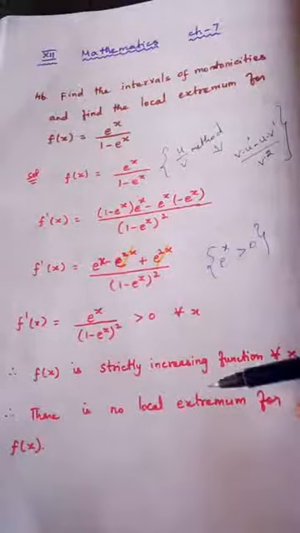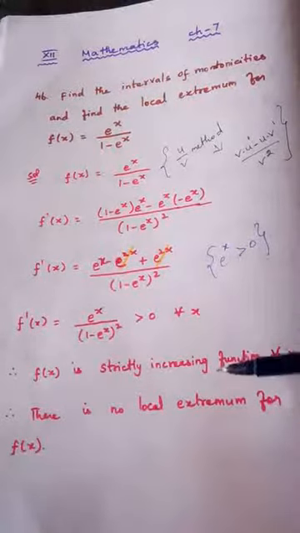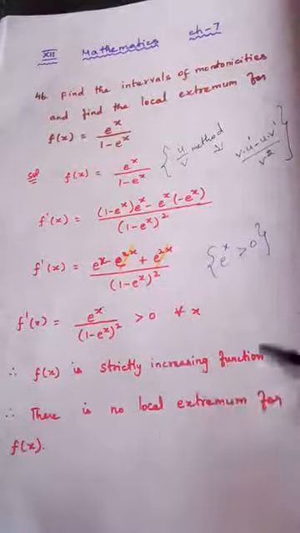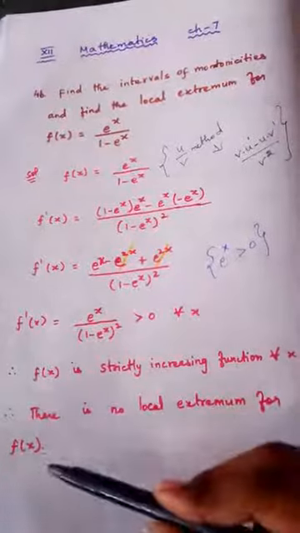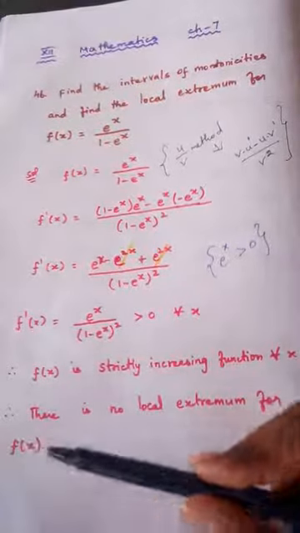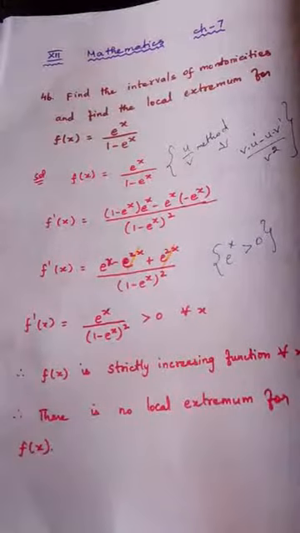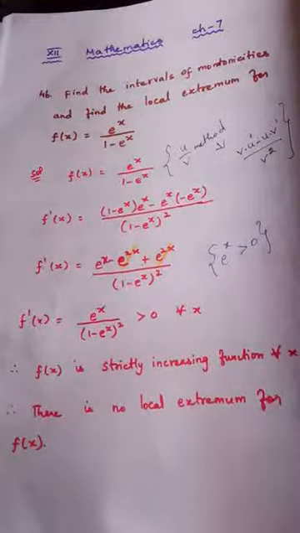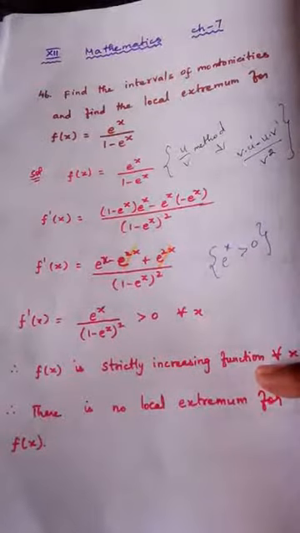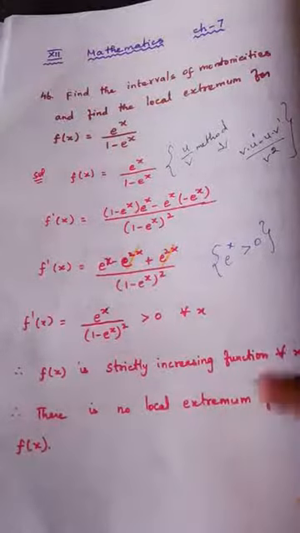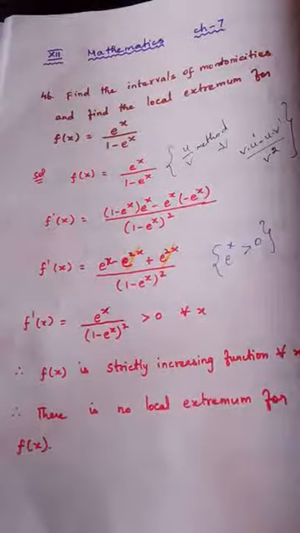If at all it decreases at some interval, then we can find local extremum. Since it is only increasing, we cannot find local extremum for the given function f of x, because local maximum and local minimum come when the function turns from positive to negative or negative to positive. But here there is no chance of that, because it is only increasing. Try to understand. So there is no local maximum or local minimum for this function. We'll go for the next sum.